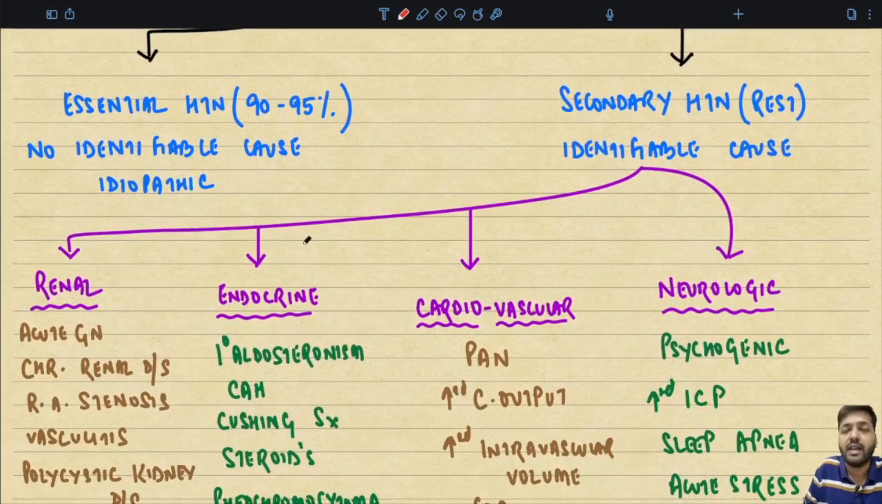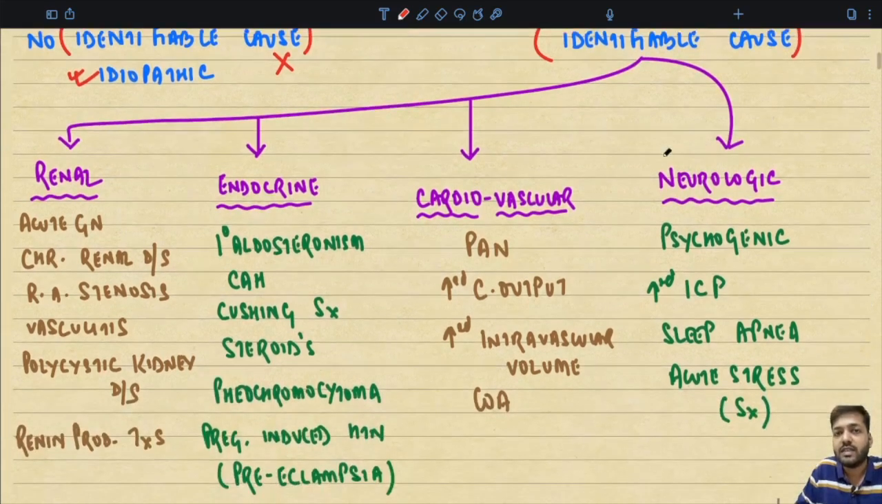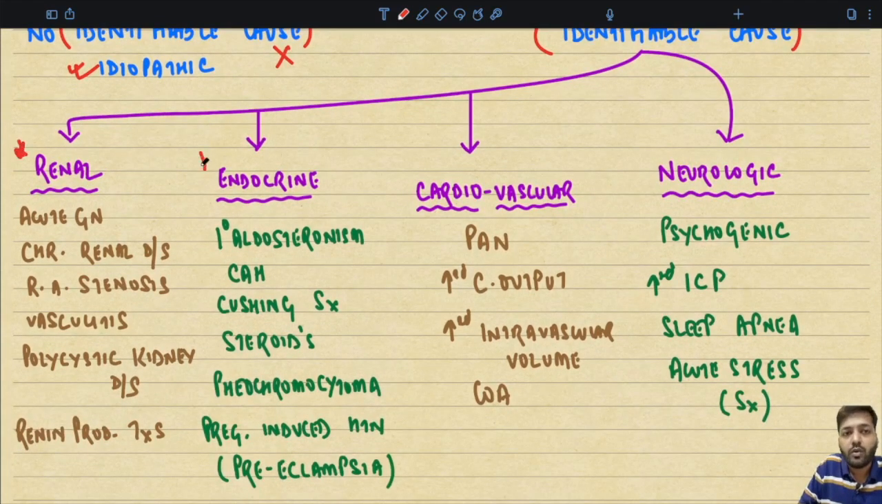Essentially there are two types of hypertension. Number one, we have essential hypertension, which constitutes 90 to 95% of all the cases, and the rest is secondary hypertension. So what is the basic difference? Essential hypertension is the type of hypertension where you do not have any identifiable cause. So essentially it is idiopathic in nature, whereas secondary hypertension has an identifiable cause. These causes can be renal, endocrine, cardiovascular or neurologic.